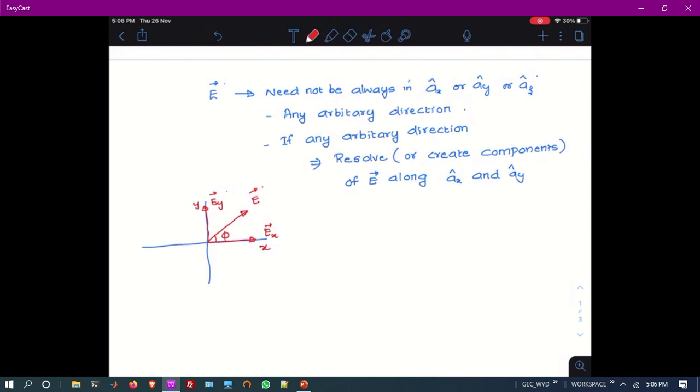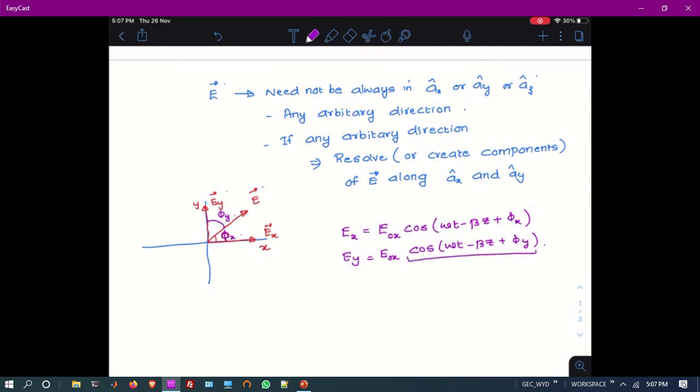So let's say my Ex is equal to some constant E0x cos(omega t minus beta z plus phi x), and Ey is equal to E0y cos(omega t minus beta z plus phi y), where phi x is the phase associated with the x component and phi y is the phase associated with the y component. We already know that the electric field follows this equation, cos(omega t minus beta z), plus the phase for x or y.